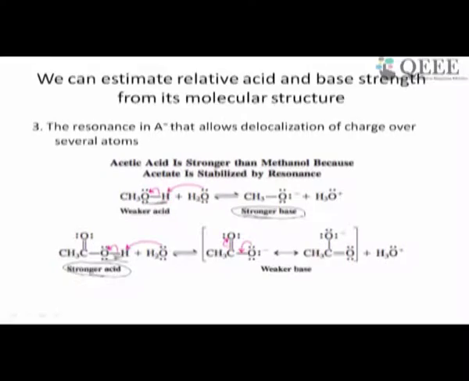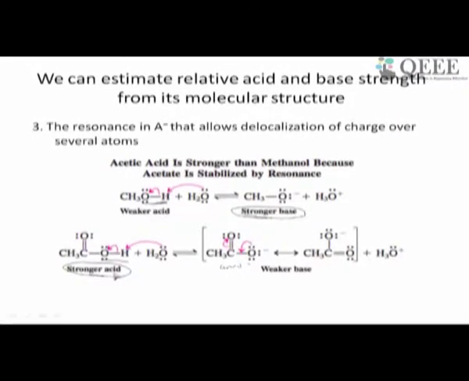Here also this OH bond is dissociating. It's generating an anion, or in other words, a conjugate base. But this conjugate base has two resonance structures. Whenever multiple resonance structures are possible, that species is stable and readily tends to form, and that's why acetic acid is a stronger acid compared to methanol.